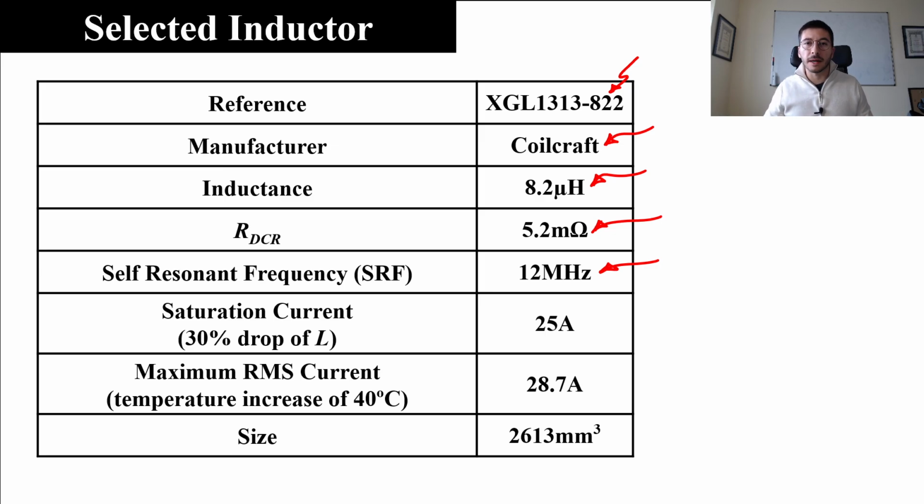with the parasitic capacitances. The saturation current for a 30% drop of the inductance is 25 amps, which is okay. And the maximum RMS current for a temperature increase of 40 degrees is 28.7 amps, which is also okay. And if you consider the dimensions that you see in the datasheet, the size of this component is this one.